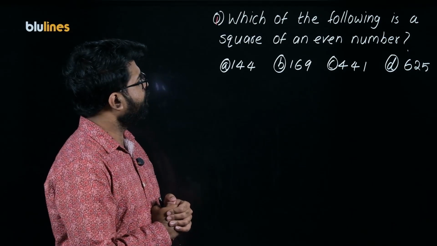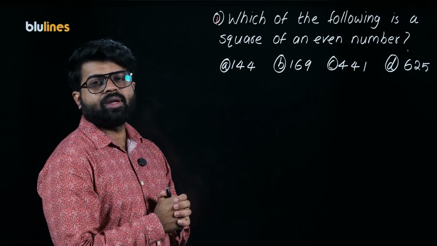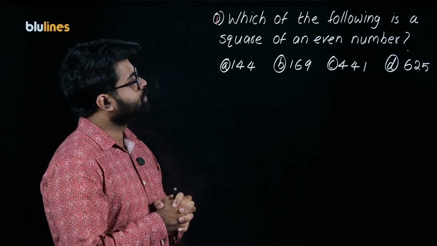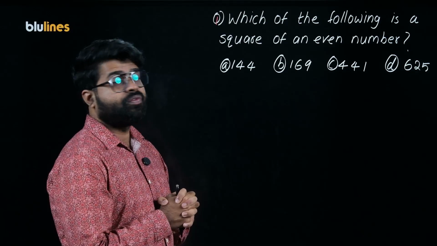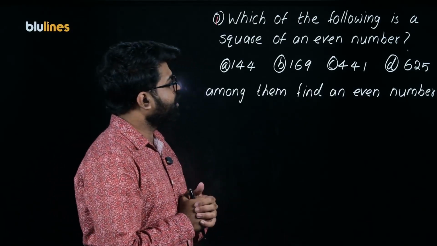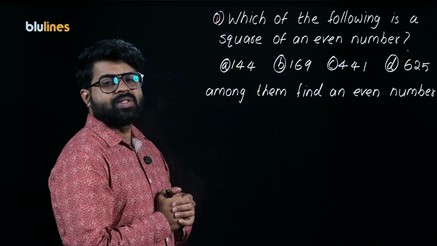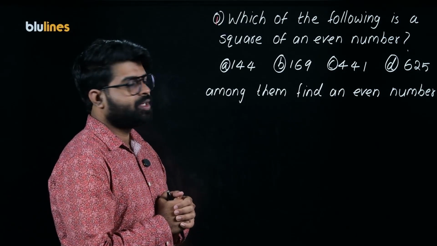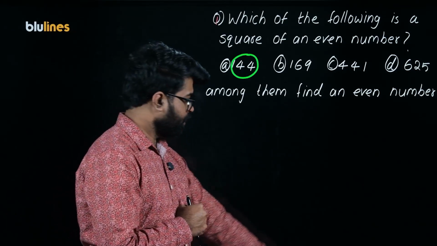Next one, which of the following is a square of an even number? We know that the square of an even number is always even. So among this, it is easy to find the answer because we check which one of these is an even number. We know that 169 is an odd number. 441 is also an odd number. 625 is also odd. So our answer must be equal to 144.